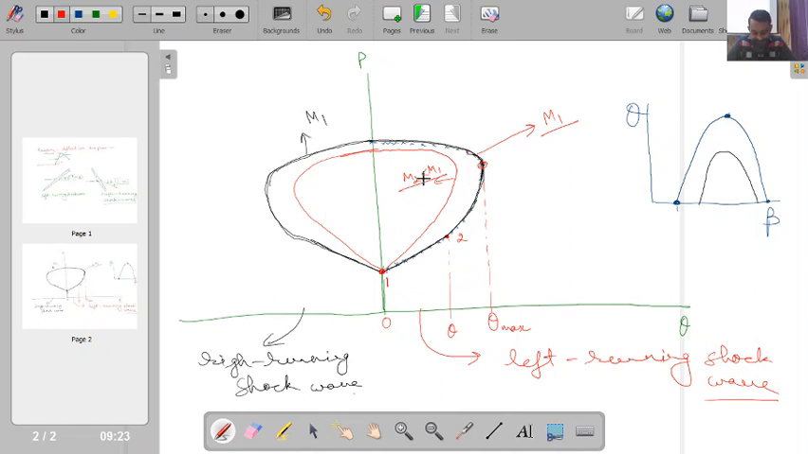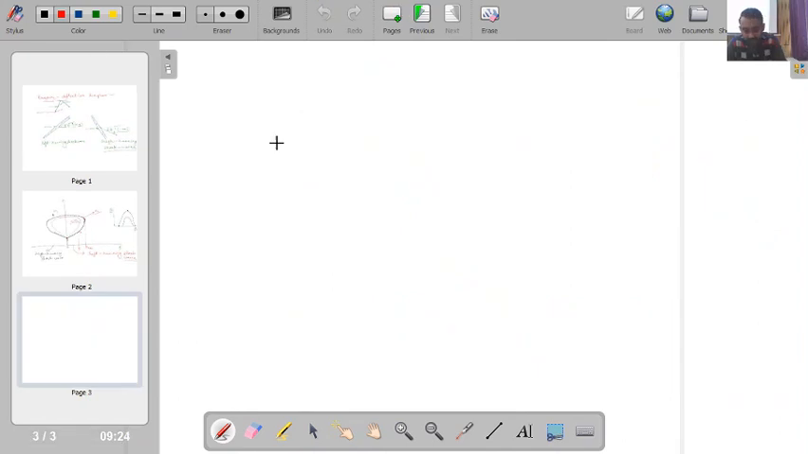So let's consider the case which I have shown you on the previous page. If I take that particular case and try to draw the pressure deflection diagram for it, say this is my angle theta. So what will happen over here? First I will have a shock wave something like this, the incident shock wave, then I will have a reflected shock wave something like this.